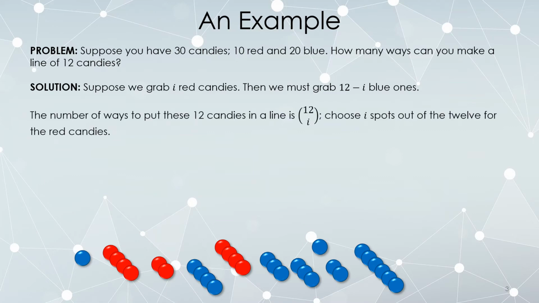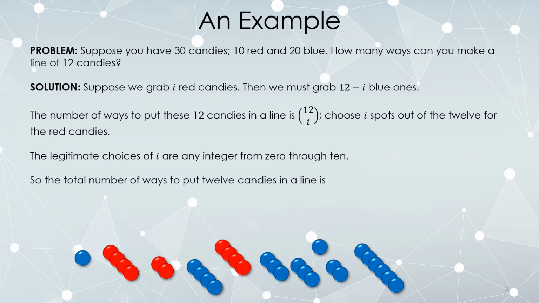So now I have 12 candies. I have I red ones and 12 minus I blue ones. The number of ways to put them in a line is 12 choose I. I choose out of the 12 spots I of them for the red candies. The rest are then automatically blue. How many choices of I are actually legitimate? Well, the number of red candies I can pick is anything from 0 to 10.